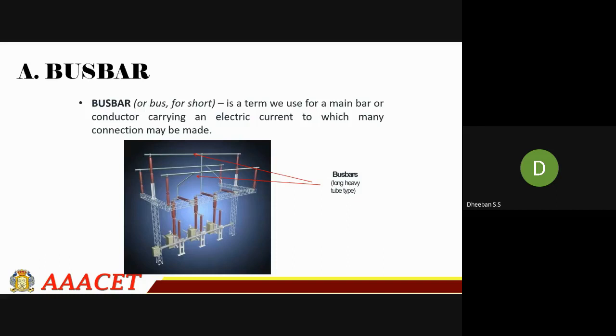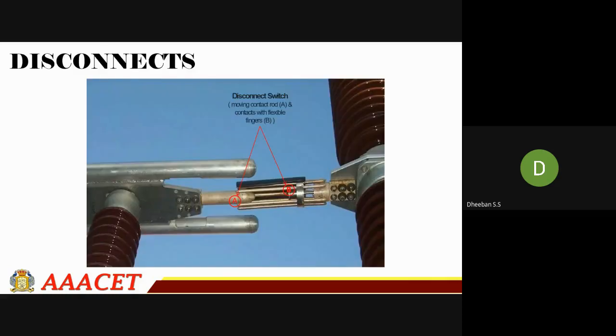Moving on to the bus bar. These are the bus bars, you might have already noticed. They are of a long, heavy tube type. They are mainly used for carrying the electric current across all the connections. Here, this is how your disconnect switch looks like. In case of any fault, this works. There will be a moving contact with flexible fingers. So this will be a moving contact.